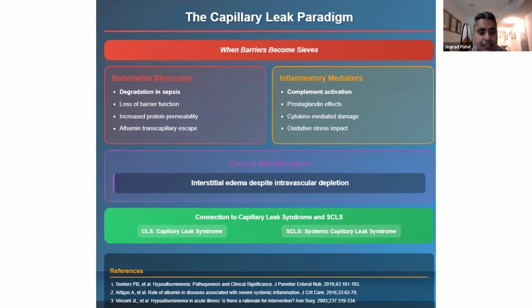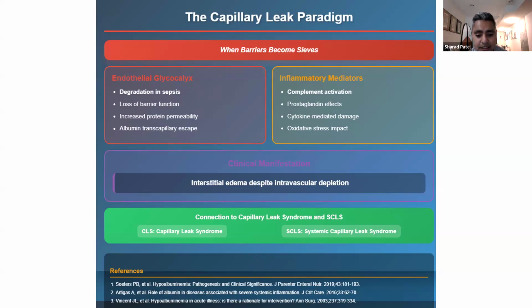And so when you don't have this, you get a loss of barrier function, you get increased capillary leak and more albumin transcapillary escape. The inflammatory mediators, so in sepsis, you get more complement activation, more prostaglandin effects, cytokine-mediated damage, and oxidative stress impact. All these things increase capillary leak.